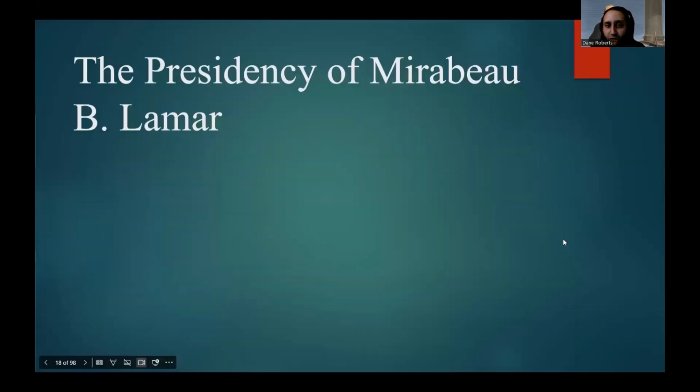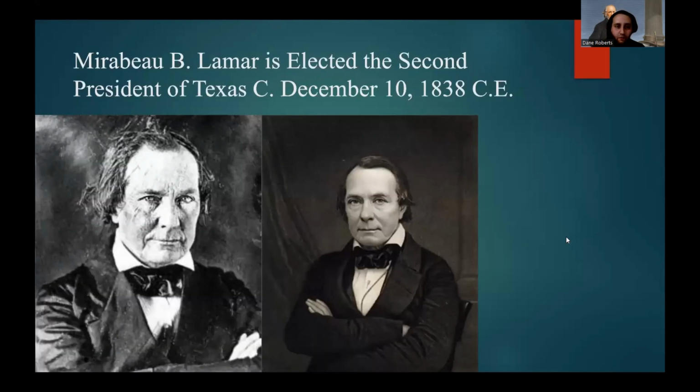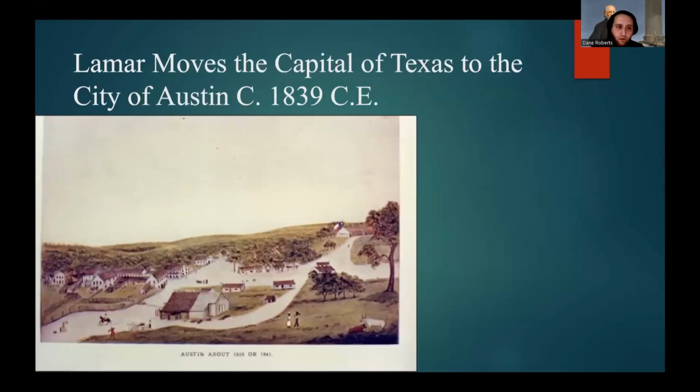This now brings us to our next section, the presidency of Mirabeau Lamar. Mirabeau Lamar would be elected the second president of Texas on December 10th, 1838 CE. Afterwards, in 1839 CE, Lamar would move the capital of Texas to the city of Austin, named after the so-called father of Texas, Stephen F. Austin.